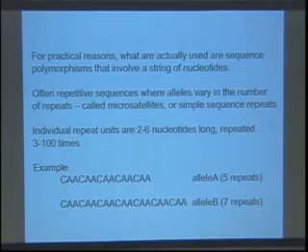And one of the ways we do this is with simple repetitive sequences. They're called microsatellites or simple sequence repeats. Their individual repeat units are 2 to 6 nucleotides long, and they're repeated 3 to 100 times, something like that. They're very variable. So this is an example. The unit is CAA, and in this allele, it's repeated 5 times, and in this allele, it's repeated 7 times, the same sequence. So how can you take advantage of that?